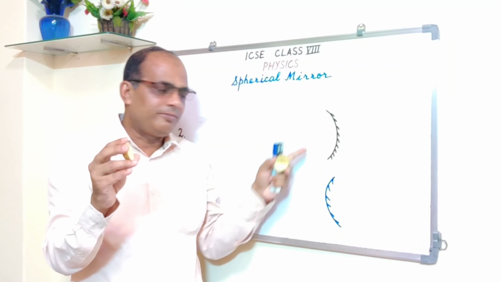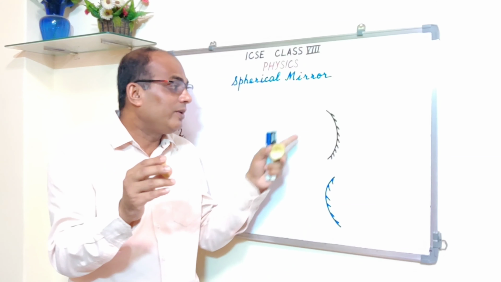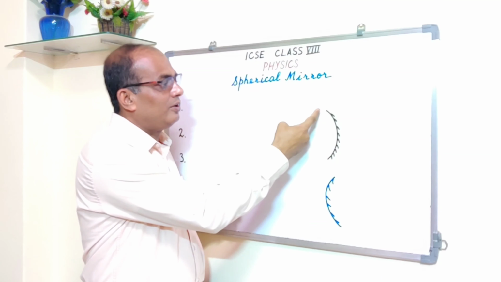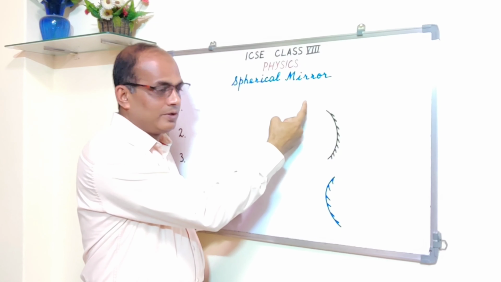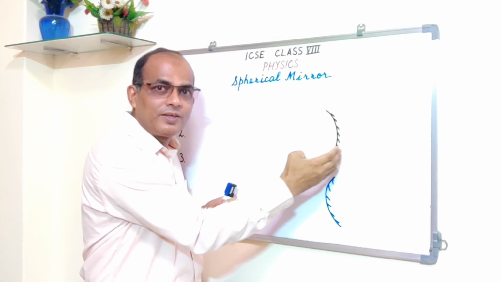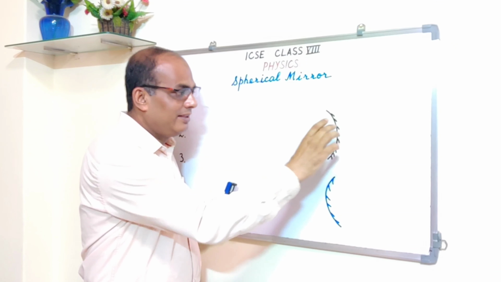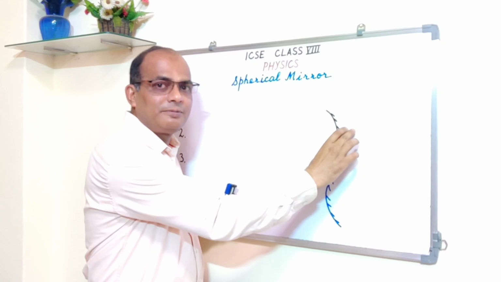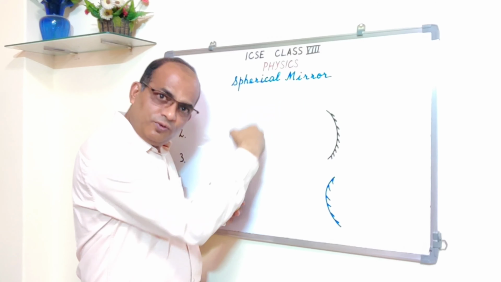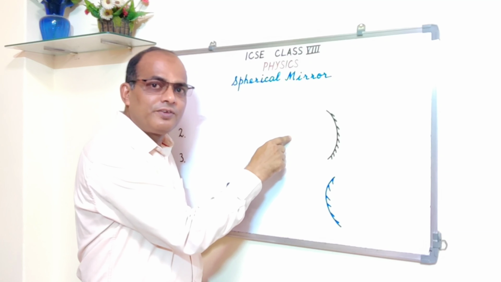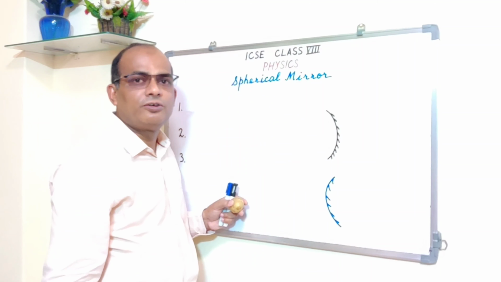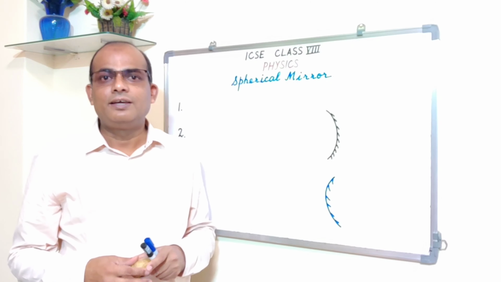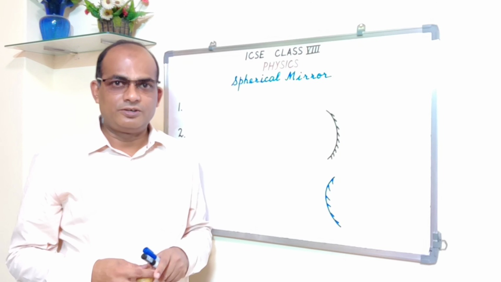May it be concave mirror, may it be convex mirror. In particular, if we talk about concave mirror, then we say that the center of the sphere of which this is a part, this reflecting surface, this spherical mirror, is a part of a sphere. The center of that sphere is called the center of curvature of this concave mirror, and we represent that by capital C, the center of curvature.